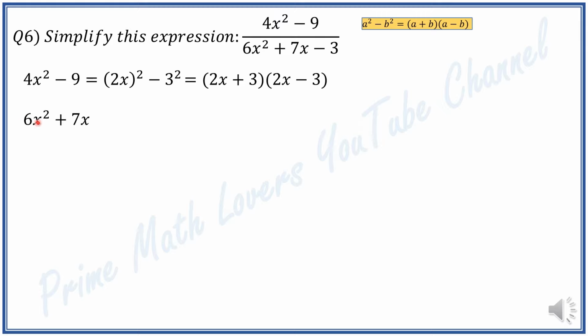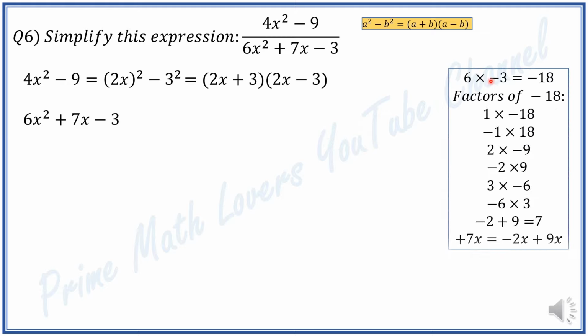which is 6x squared plus 7x minus 3. First, we'll multiply the coefficient of x squared, which is 6, by the constant term, which is negative 3. And the result is negative 18.